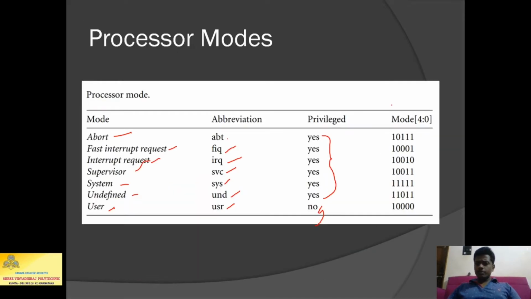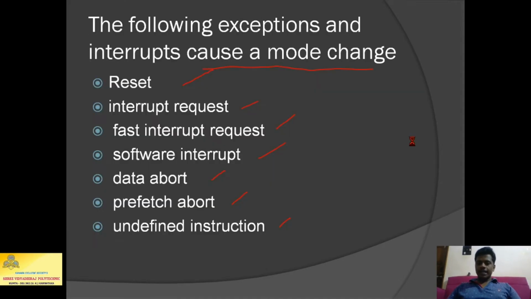Now we have some 5-bit combinations here. You can see bits 0, 1, 2, 3, 4. Fine. So 1, 0, 1, 1, 1 means abort. So where will these bits be? These bits will be in the CPSR. We'll move to the CPSR slide.